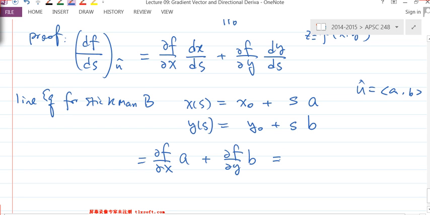And now, can you write that in a dot product format? The first one is the gradient, the second one is u hat. So what we just proved is del f dot u hat. So how do you calculate the directional derivative? Del f dot u hat. That's as simple as that. You need to know what direction it's going, and you are able to calculate the gradient vector. That's it.